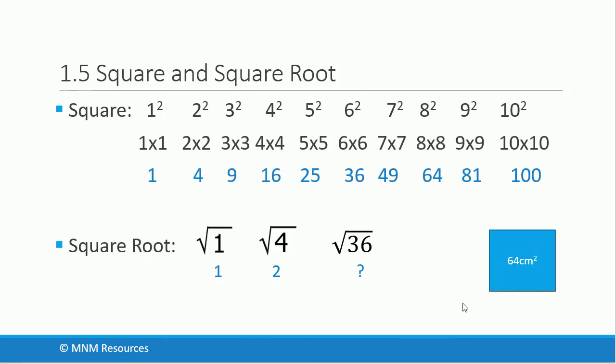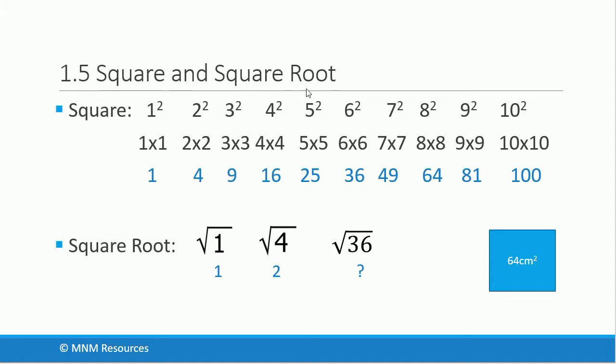Now let's look at squares and square roots. What is a square? A square is if you take a number and you multiply it by the same number, that gives you the square value of that number. It can also be written as 1 to the power of 2, or 2 to the power of 2, or 3 to the power of 2. So pretty much any number to the power of 2 is its square.